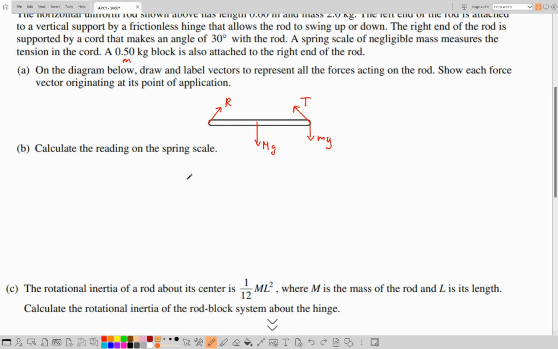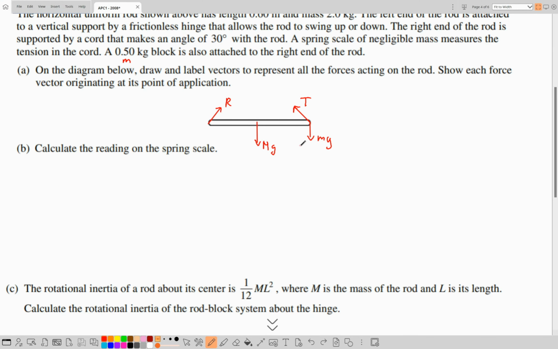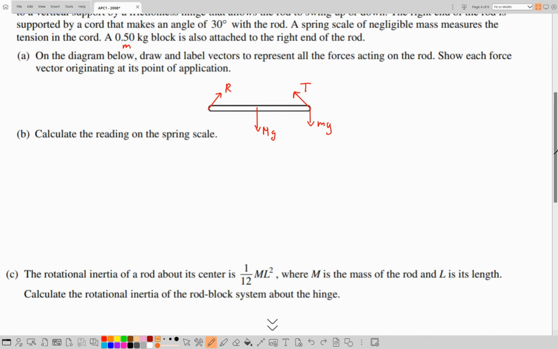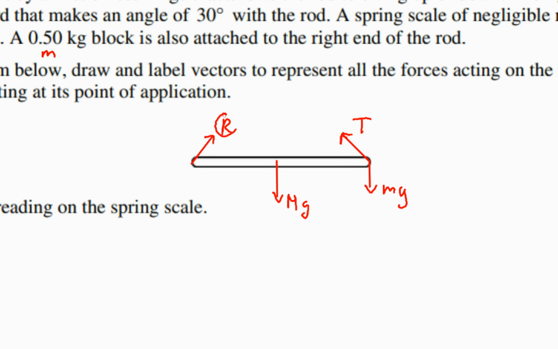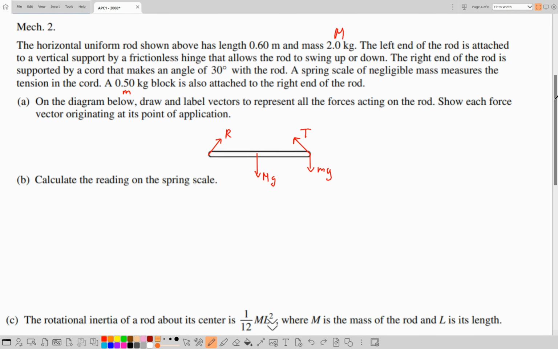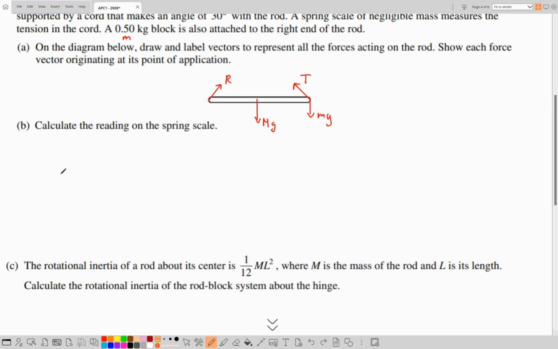Now in part B, they're asking us to calculate the reading on the spring scale, which means that we need to determine the tension, because remember that the spring scale reads the tension. Now one way to do it is using the equilibrium condition for translational motion, but notice that if we're going to balance forces left, right, up and down, we don't know the reaction at the hinge itself. Then the way to proceed in this exercise is using rotational equilibrium.